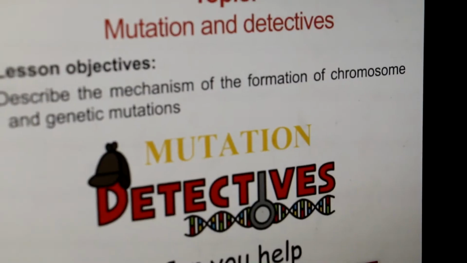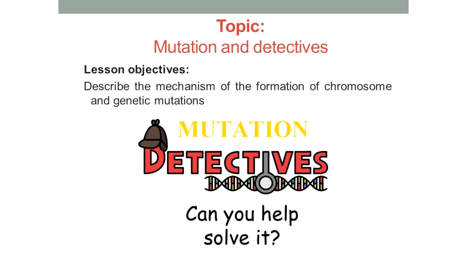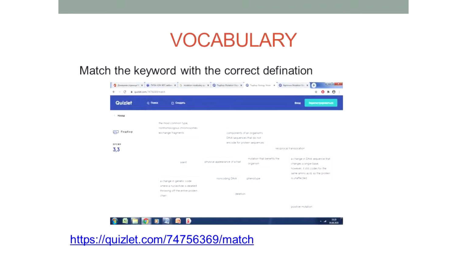Topic: Mutation and detectives. Lesson objectives: describe the mechanism of the formation of chromosome and genetic mutations. In order to complete the answer to this question, I tell students that we will return to this question at the end of the lesson.